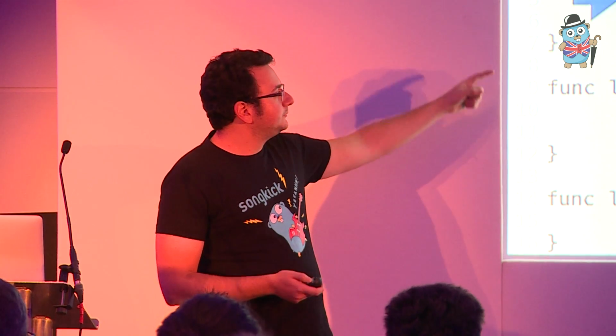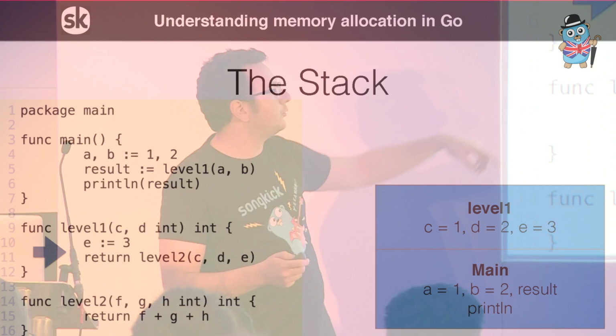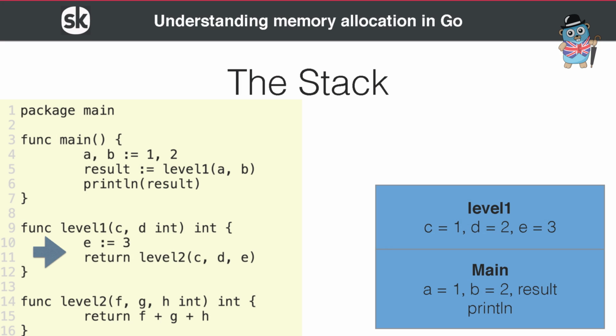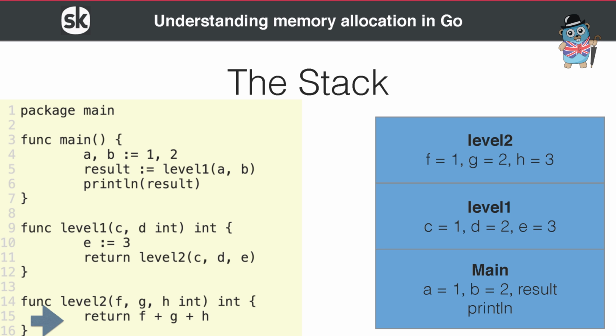After that, we call the function level 1, and what happens is we get another frame on the stack. So it goes up like a stack. That holds its local variables, c, d, and e, with the values, and that calls level 2, that stacks up again and holds its own local variables. So you can see here that we have basically the same values a few times in our memory.